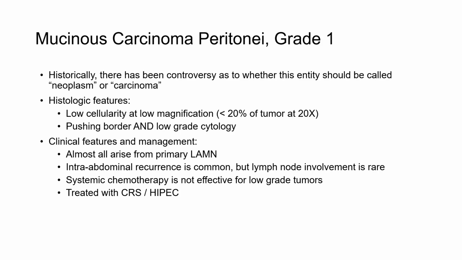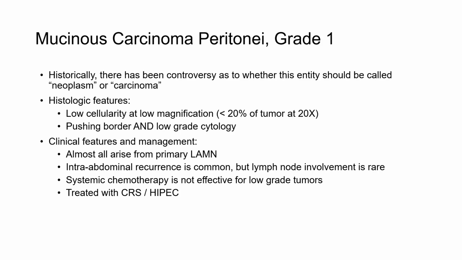Historically, there has been some controversy as to whether this entity should be called a neoplasm or carcinoma. The argument for calling it a neoplasm is that the terminology lines up with the terminology used in the appendix. So for instance, a low-grade appendiceal mucinous neoplasm in the appendix would then have a low-grade mucinous neoplasm in the peritoneum. However, this does behave aggressively, so there is therefore an argument that biologically this is a carcinoma.